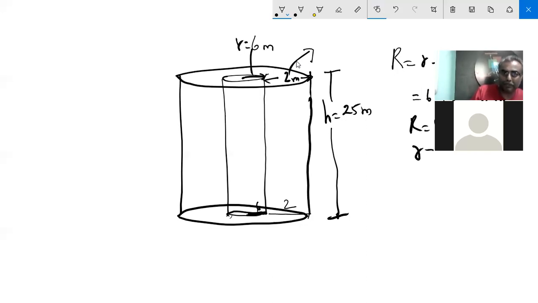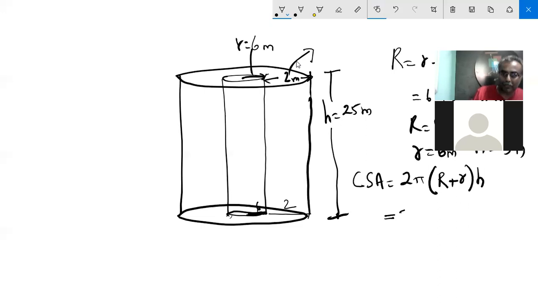Small r is equal to 6 meter. H is equal to 25 meter. What is the formula for the curved surface area of a hollow cylinder? Just now you learned. 2 pi, big R plus small r, H. Very good.